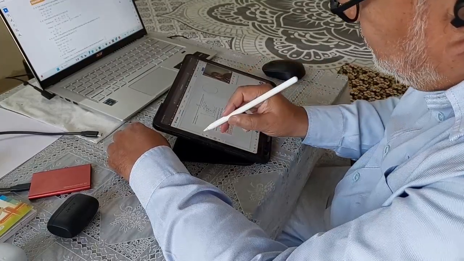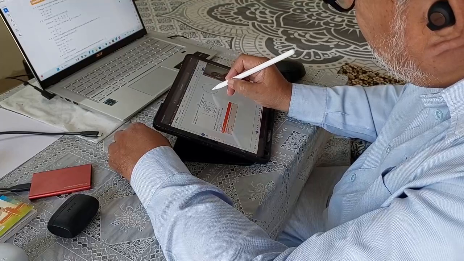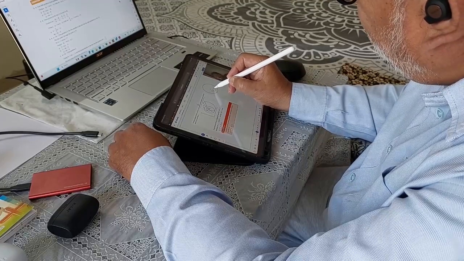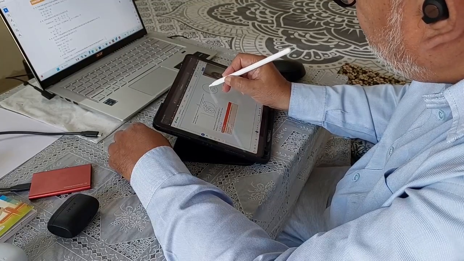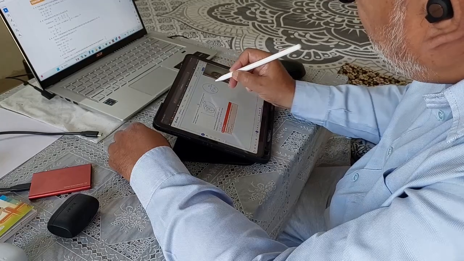Okay, so suppose if I have the center minus 2 and 4, and if I have the radius 3, tell me the equation of the circle.